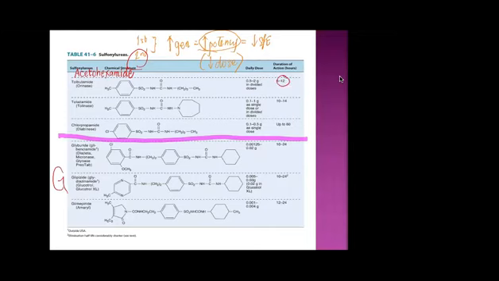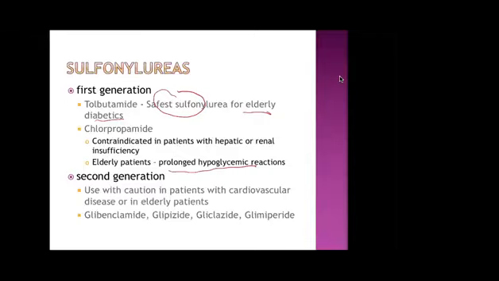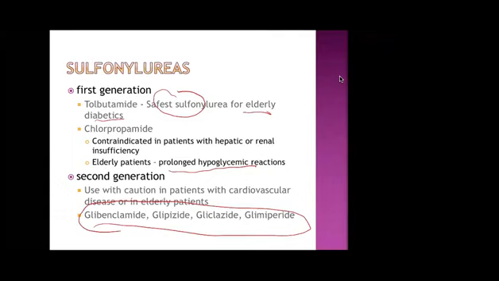Di ba sa kinetics, the shorter the duration, the safer. Kaya siya ang nire-recommend for elderly patients. And then for second generation, this is being used with caution in cardiovascular diseases and elderly patients, but relatively they are safer as compared to the first gen. And as we remember, these are the Gs, ay anti-diabetics na merong letter G sa starting letter nila. So these are sulfonylureas. Okay?